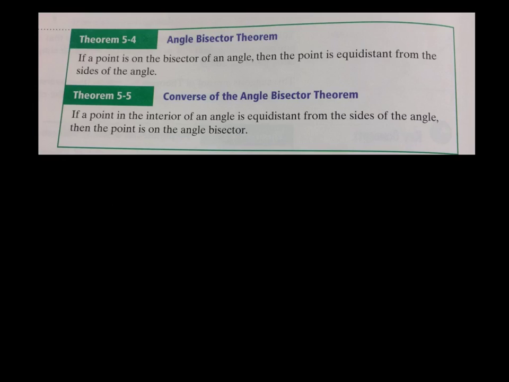Our next two theorems in lesson 5.2 are, excuse me, the angle bisector theorem. If a point is on the bisector of an angle, then the point is equidistant from the sides of the angle. All right, let's take a look at that one before we read its converse.